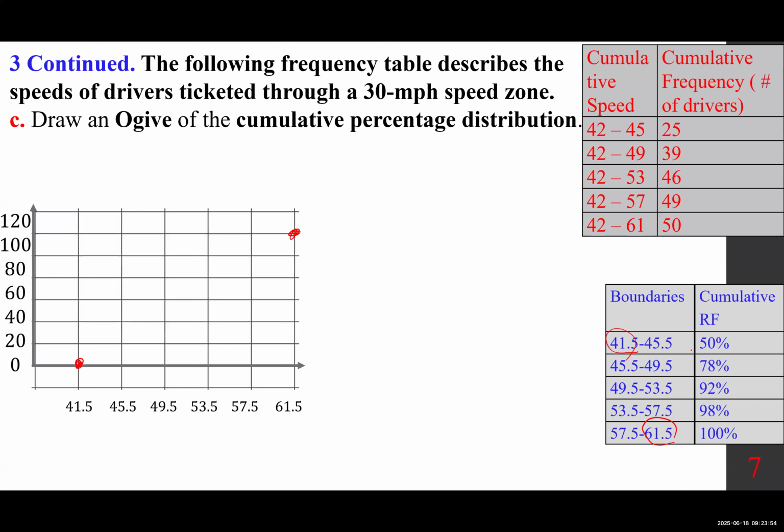And then what about this? Now the upper boundaries correspond accordingly, okay? The upper boundary of each class corresponds to that number. So for example, 45.5 corresponds to 50%. So on and so forth, okay? 49.5 corresponds to 78%.